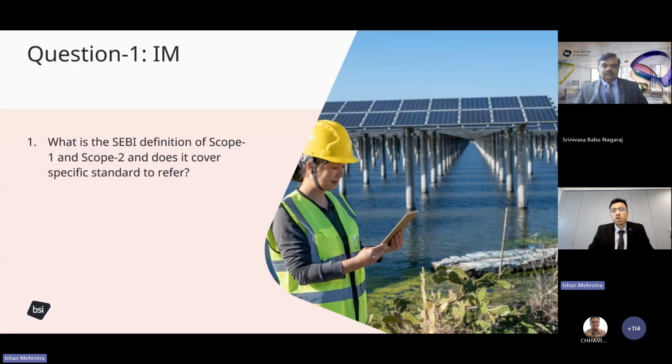Moving ahead, let's talk about some important questions which need to be answered. The very first where I want to focus is, what is the SEBI definition of scope 1 and scope 2? And does it cover a specific standard to refer?